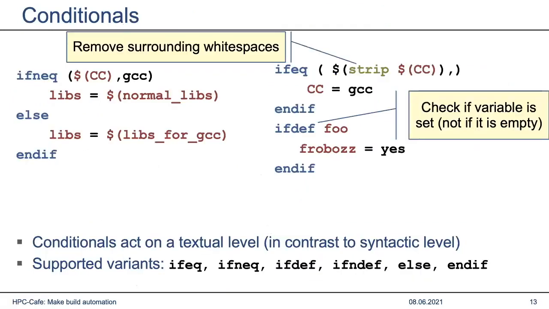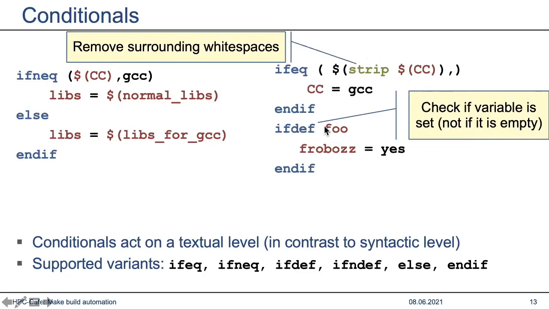Make also has conditionals, and the following different variants are available. There is ifneq, ifeq. There is some problem with surrounding white spaces because make will sometimes take surrounding white spaces into account. To prevent this problem, a common practice is to use the strip function to remove surrounding white spaces. Otherwise, it will not behave as intended, because you don't see the white spaces, but they are still part of the string.